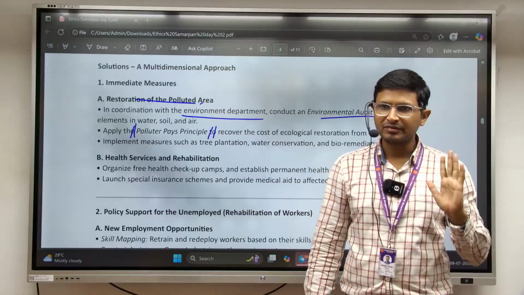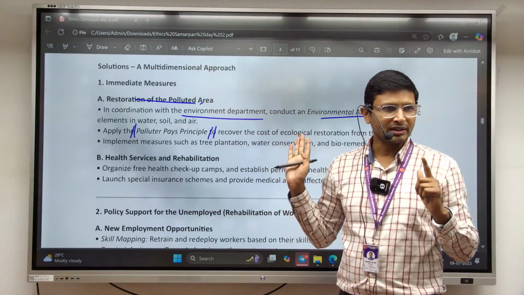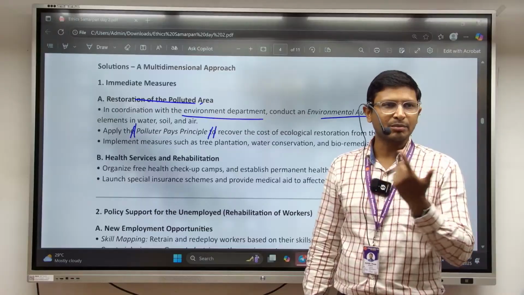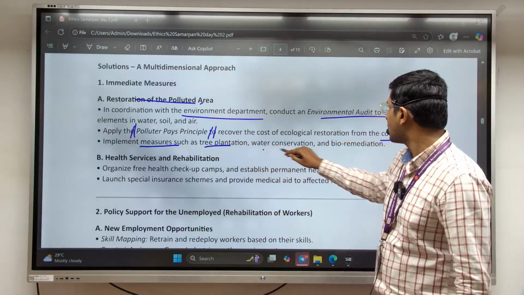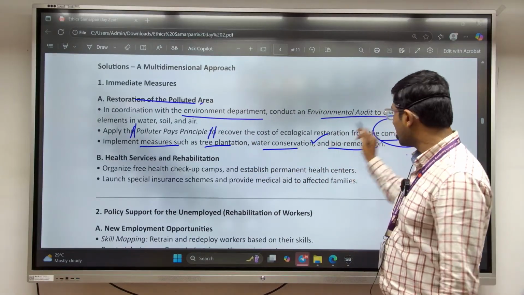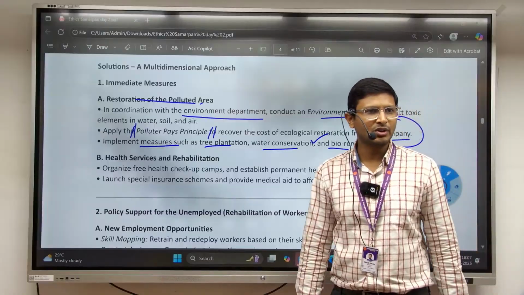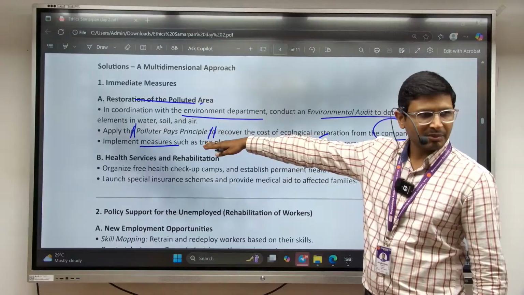Polluters pay, जितने पोल्यूशन किया, मतलब कंपनी से सारा खर्चा निकालो. ओके, गवर्नमेंट नहीं देगी, क्यों देगी गवर्नमेंट, कंपनी ने किया हुआ है. थर्ड, implement measures such as tree plantation, water conservation, bioremediation. सब किस पे खर्चे पे? Company will pay for everything what the government is doing there. Understood? Polluters pay principle. Okay.